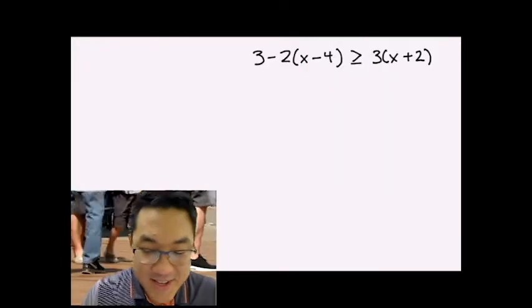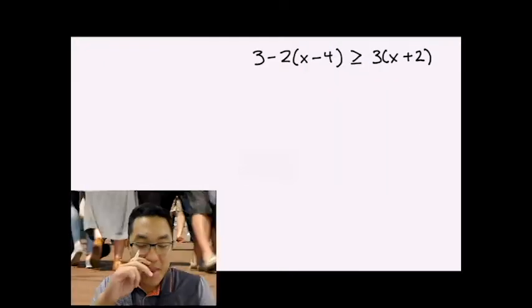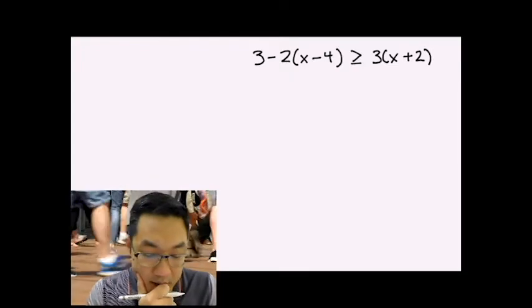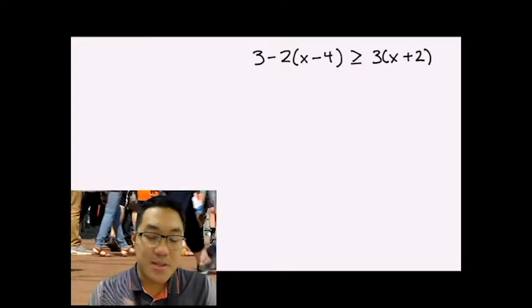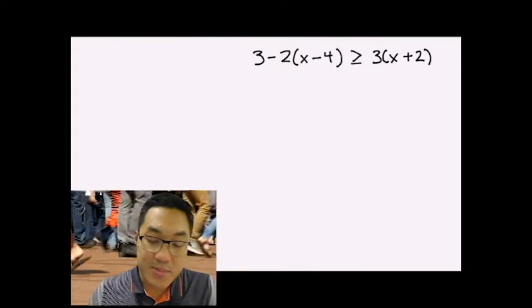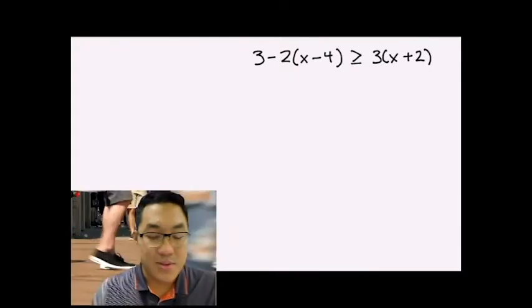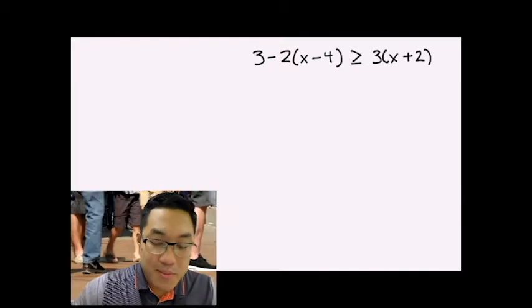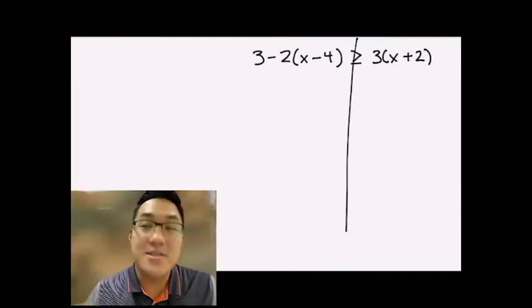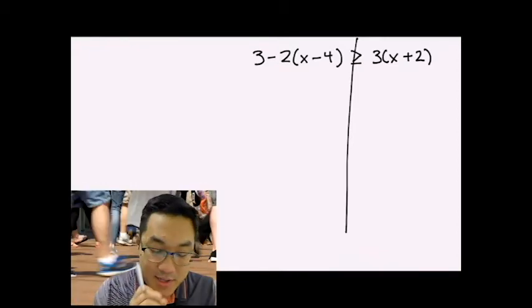Okay, we're back. One last problem. I've got 3 minus 2 times the quantity x minus 4 is greater than or equal to 3 times the quantity x plus 2. A little more complicated problem. But let's go ahead and define our sides, just so I can keep it organized and consistent here.